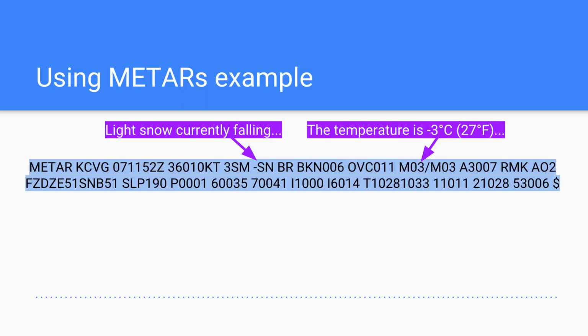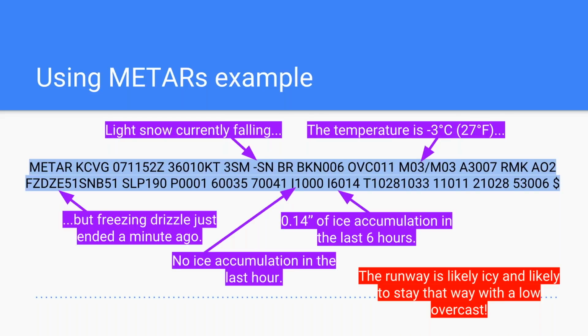This was a METAR from a couple months ago at the Cincinnati Northern Kentucky International Airport. If you're typically the person that reads a METAR string and you stop when you see RMK, you see light snow is falling. The temperature is 3 degrees Celsius or 27. But if we actually take the time to go through the entire METAR, we find some additional hazards.